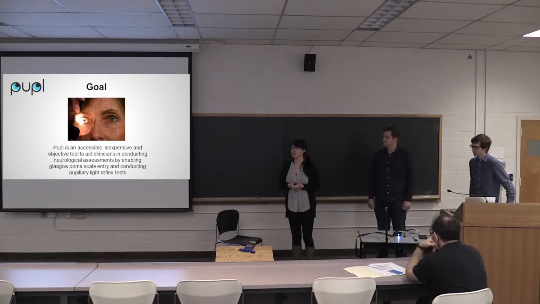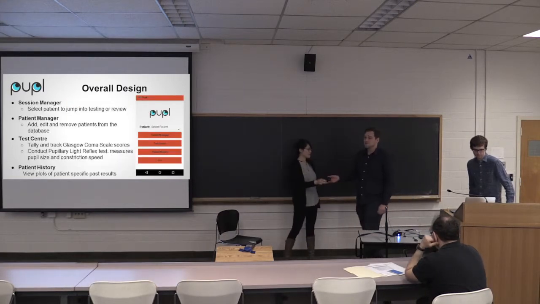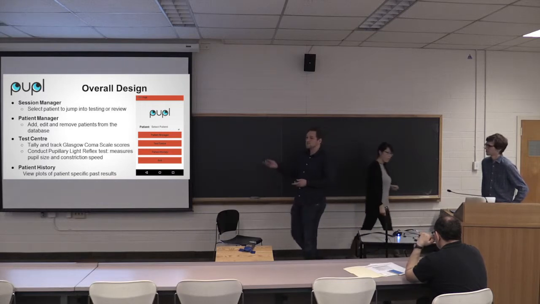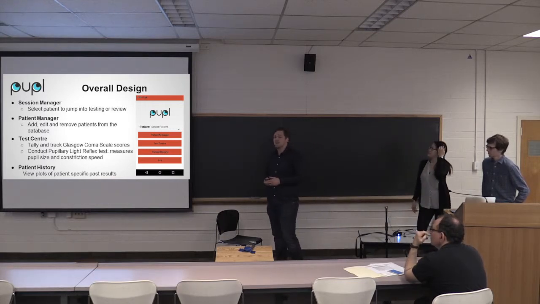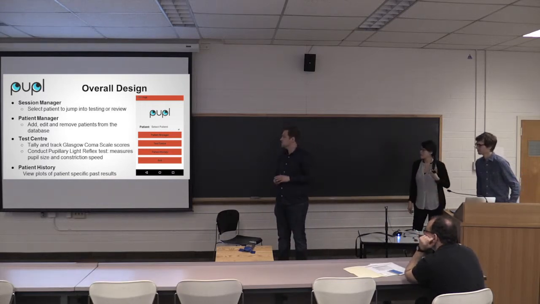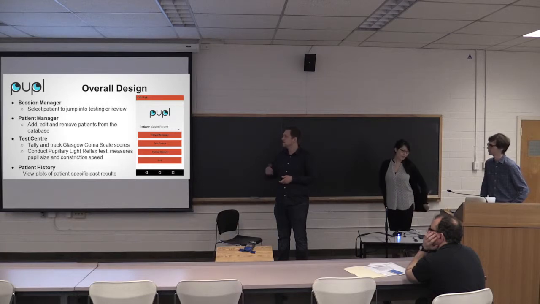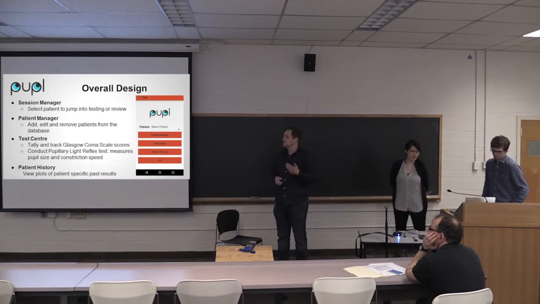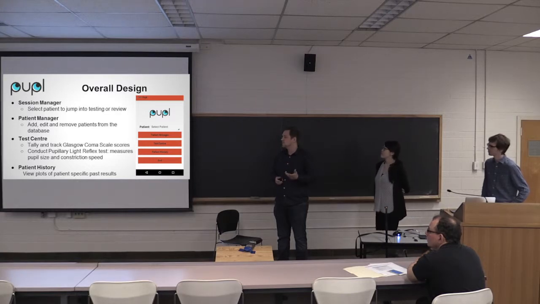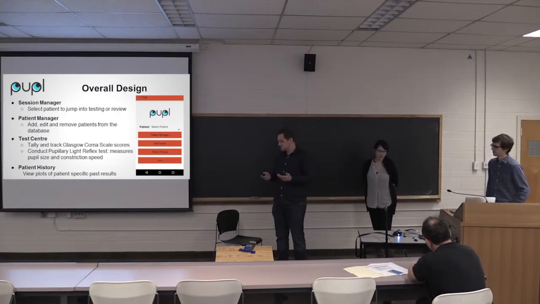Yeah, so Pupl has 4 primary sections. The first one you see on our right here is our session manager. The user can quickly select a patient from the drop-down menu and then jump into one of our other 3 sections there: the patient manager for managing the patients that are in the app, the test center for conducting our Glasgow Coma Scale and light reflex, as well as the patient history viewer to view past results.